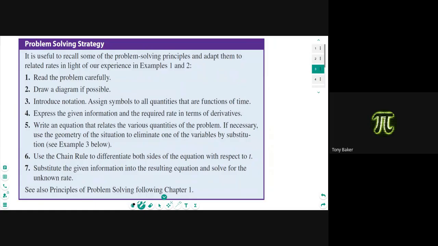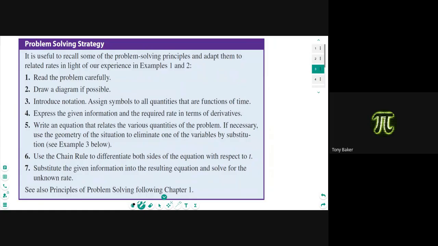Draw pictures. Pictures are always nice. Sometimes pictures are better than others. I don't think we needed a picture to visualize a balloon blowing up. I think we can all visualize that fine. But for some of the other ones we're going to look at, definitely having a picture is going to be helpful. Then I did introduce notation. We did the dV over dt. By doing it in a specific way, using the differentials, we then use that to say how I actually need to solve it later on. So the notation is actually very important.